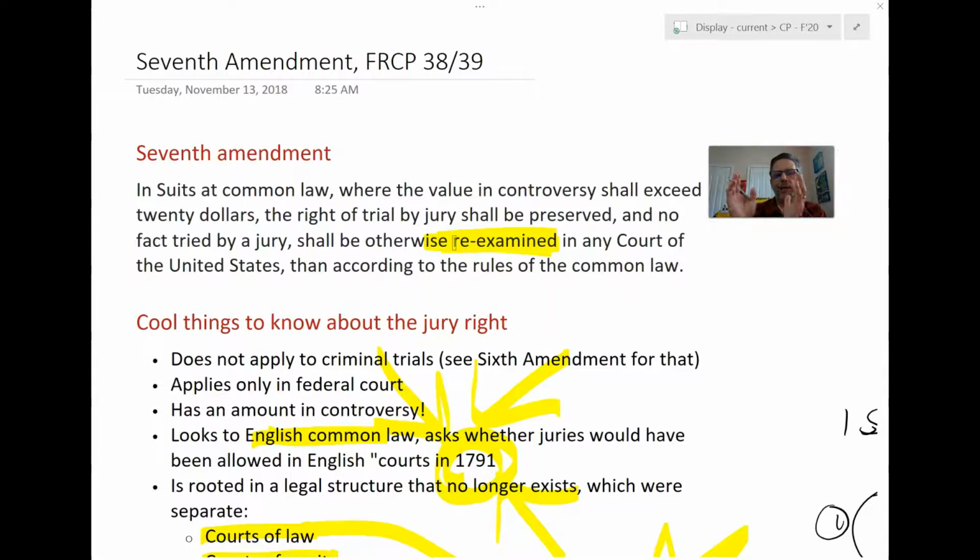We'll get to that later in the semester. But this last clause of the Seventh Amendment instructs us that no fact tried by a jury shall be re-examined otherwise than according to the rules of common law, right? So that implicates the motions for a new trial. That implicates judgment as a matter of law.